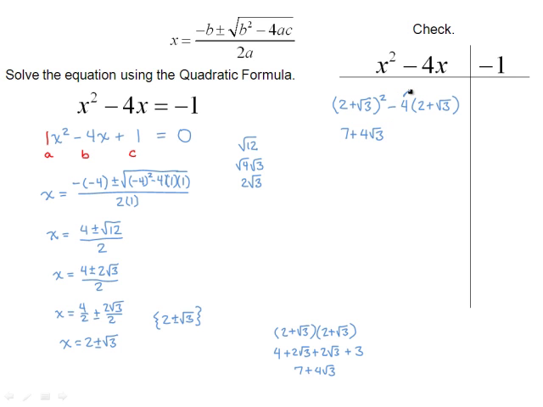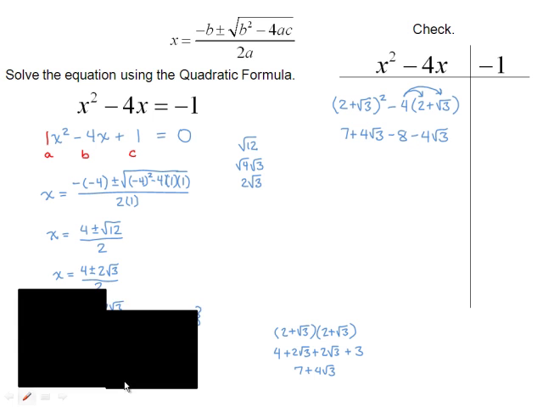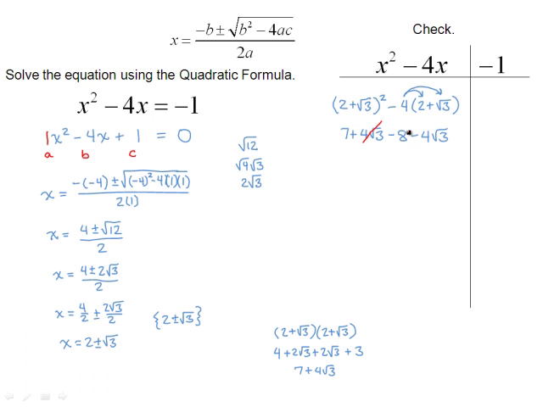And then we would distribute -4 on 2 and root 3. So that would give us -8 minus 4 root 3. Well, we can see here that -4 root 3 and +4 root 3 would cancel out, and that would leave us with 7 and -8. And when we combine those two, we get -1. So you can see we have -1 on the left, the right was -1, so everything checks out.